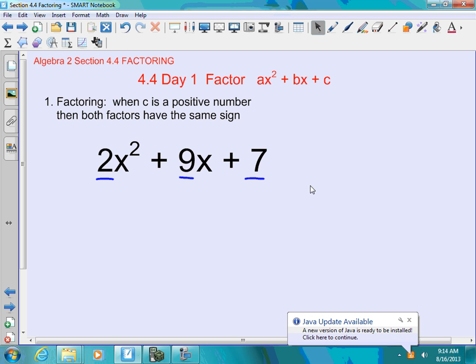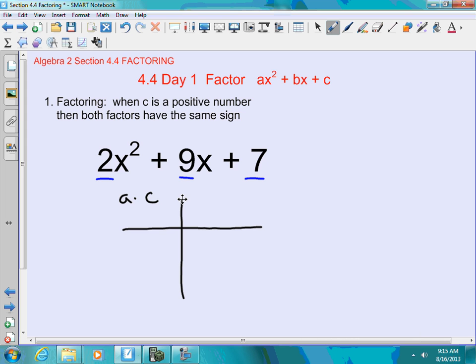Bottoms up, remember, we make a table. In the table, we do what multiplies to make A times C. In this case, that's 2 times 7, or 14. And what adds to make B. In this case, B is 9. So I'll give you a second here. Think about what combinations will multiply to make 14, and then also add to make 9.